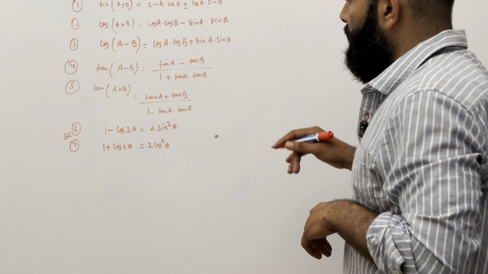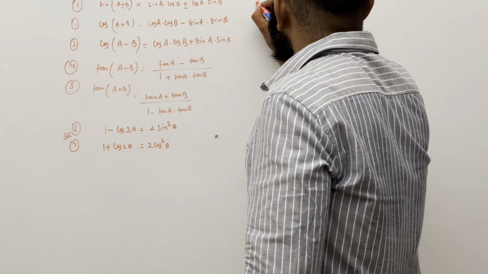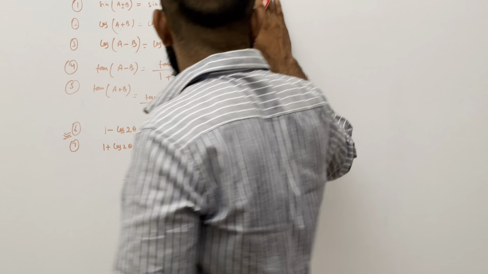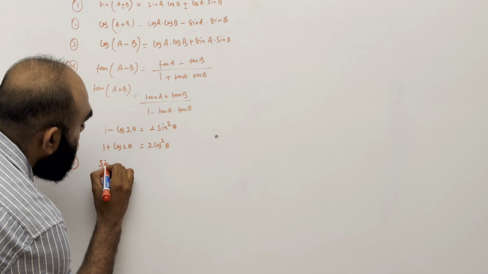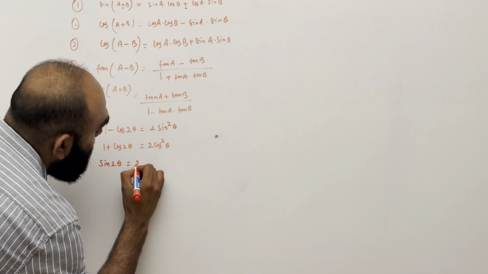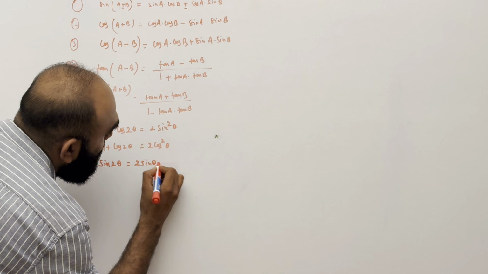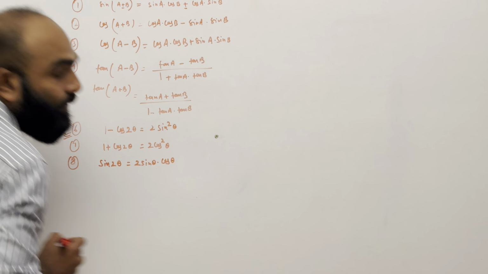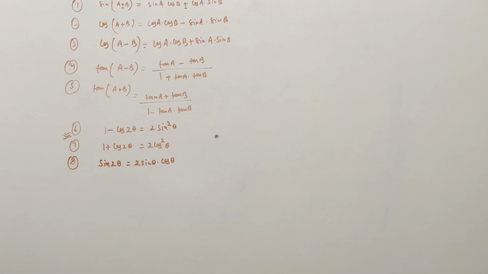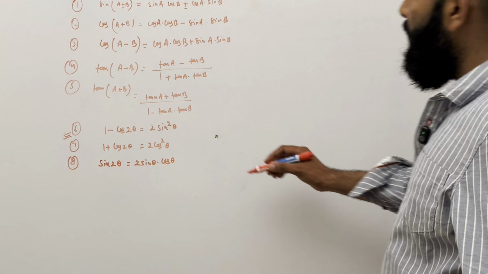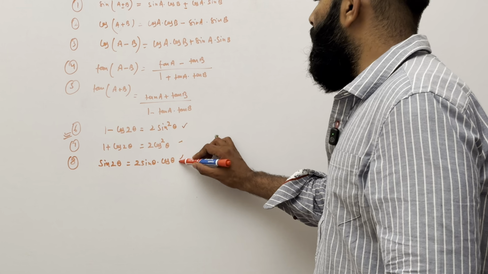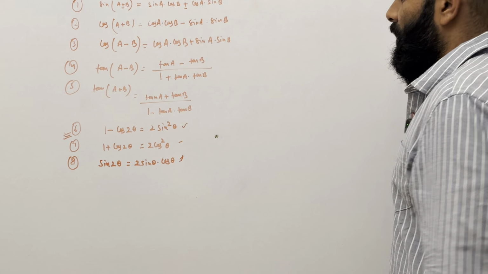Seventh one. Now eighth. Now see here. Eighth one, here I am writing sine 2 theta is written as 2 sine theta into cos theta. Very important. Sine 2 theta is 2 sine theta into cos theta. Now what we are going to do is play n number of times with all these formulas.